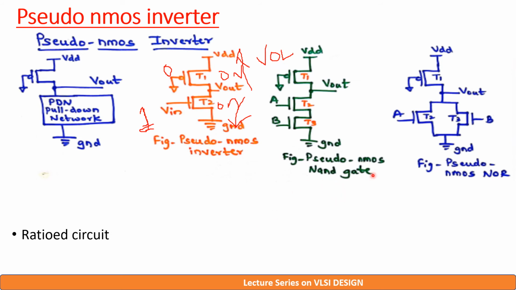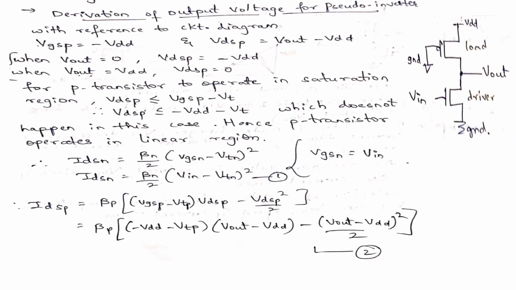Similarly, if you try to implement a pseudo NMOS NAND gate, the pull up will remain fixed, that is, the PMOS gate permanently grounded. For the NAND gate, the expression is (A dot B) whole bar. So both A and B devices are connected in series. For the NOR gate, the expression is (A plus B) whole bar. Therefore A and B are connected in parallel. So, let us derive the output expression for the pseudo NMOS inverter.